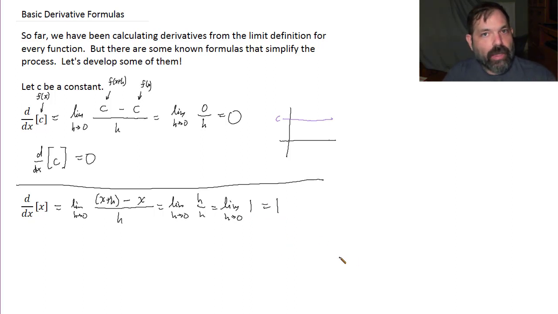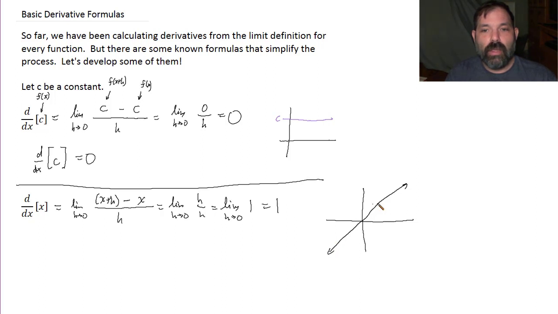And again, this should be reasonable. If we think of the graph of the function x, it's the line passing through the origin with what slope? That's right, the slope is 1. m equals 1 for this line. That's the graph of f of x equals x. And so again, this should be reasonable. The derivative with respect to x of x is 1.